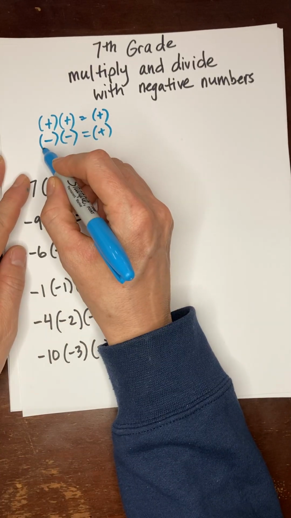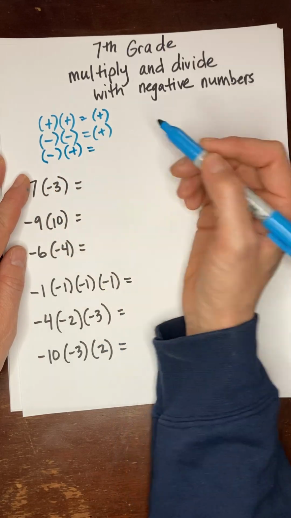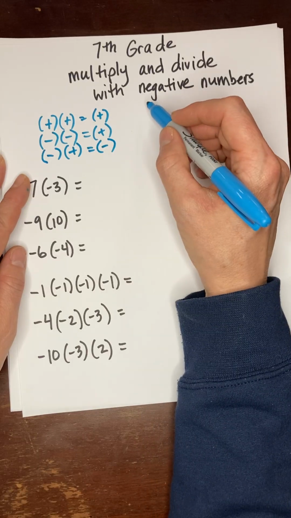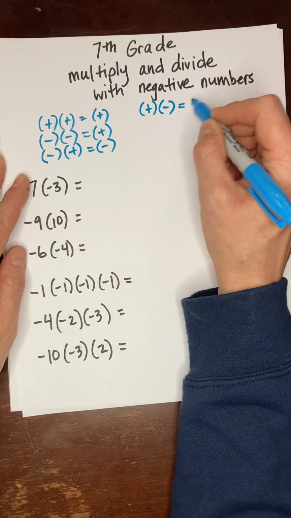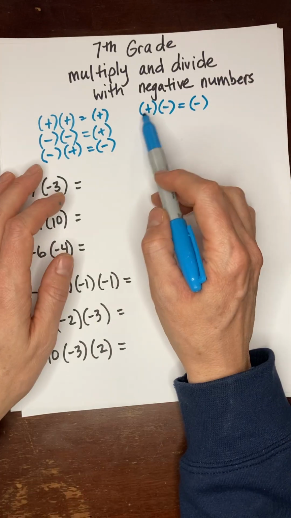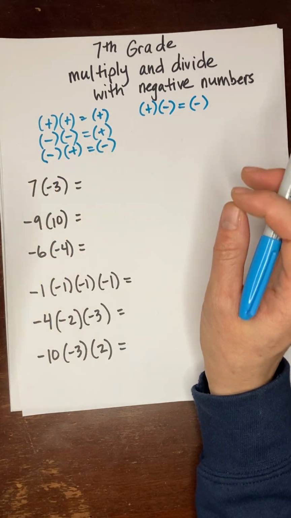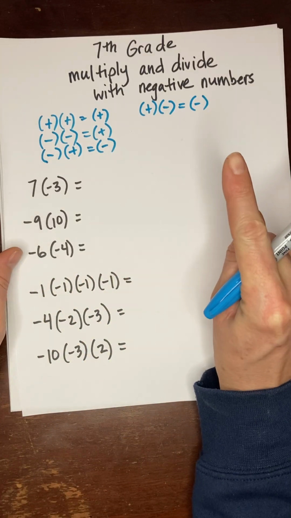Now if you have one negative and one positive, the answer is going to be negative. And the same thing if you have a positive first times a negative, the answer is going to be a negative number. It doesn't matter what order they're in because multiplication is commutative. That's a math word that means the numbers can switch places and the answer does not change.